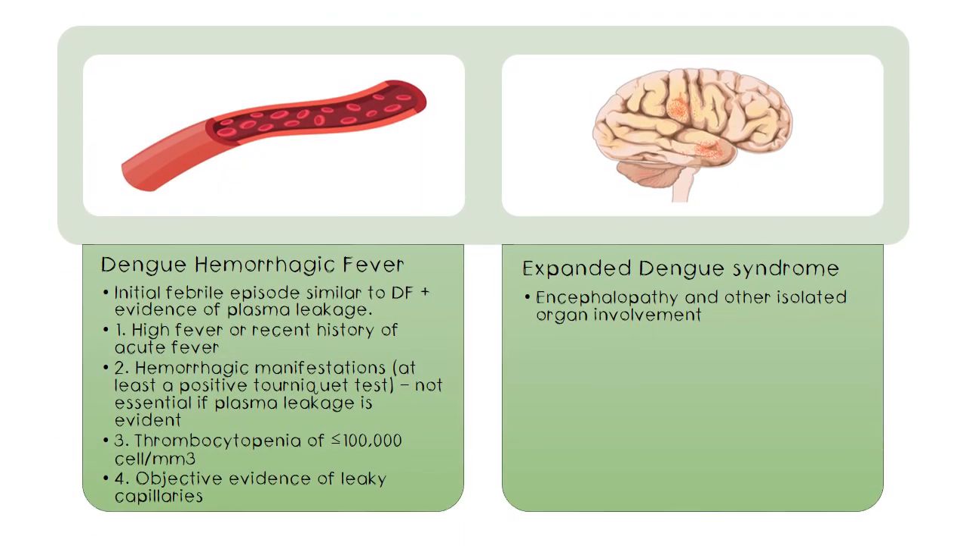Dengue hemorrhagic fever is similar, but with the addition of two other criteria, which are thrombocytopenia less than 100,000 and objective evidence of leaky capillaries, that is, ultrasound evidence of fluid in the hepatorenal pouch or the abdomen. Hemorrhagic manifestations are not essential to diagnose hemorrhagic fever if there is evidence of plasma leakage, so the name of the condition itself is a misnomer. Then finally, we have expanded dengue syndrome, which can present with encephalopathy or other isolated organ involvement.